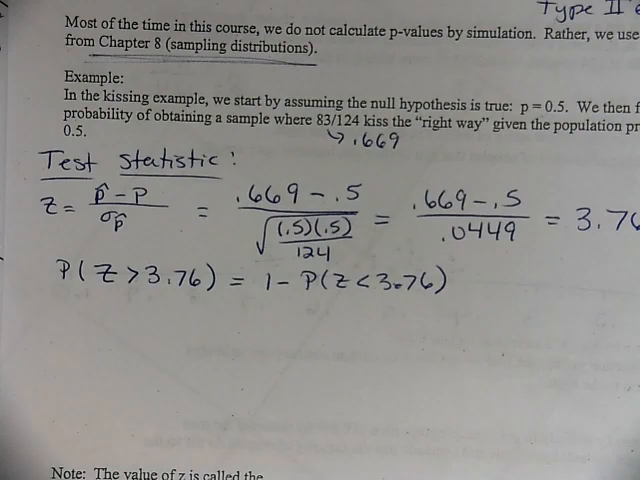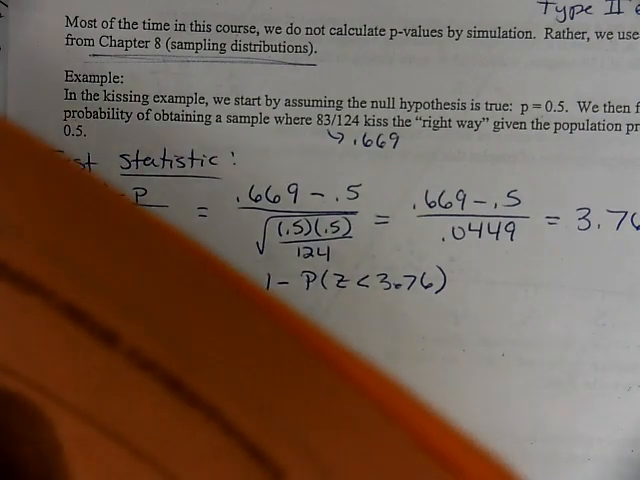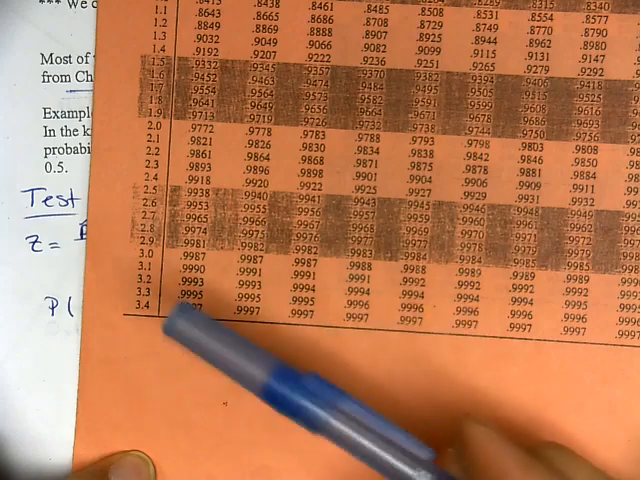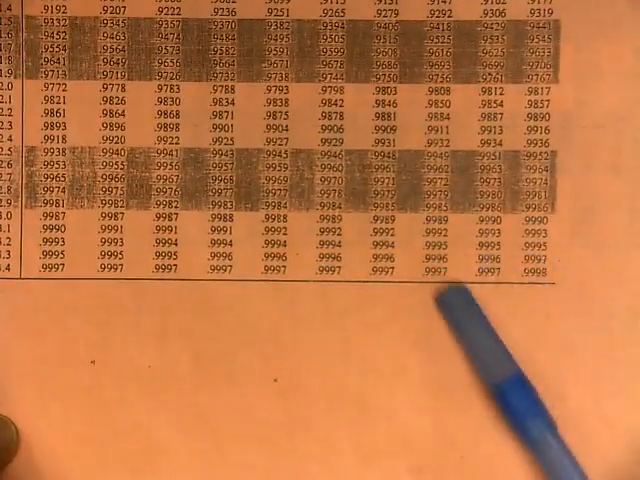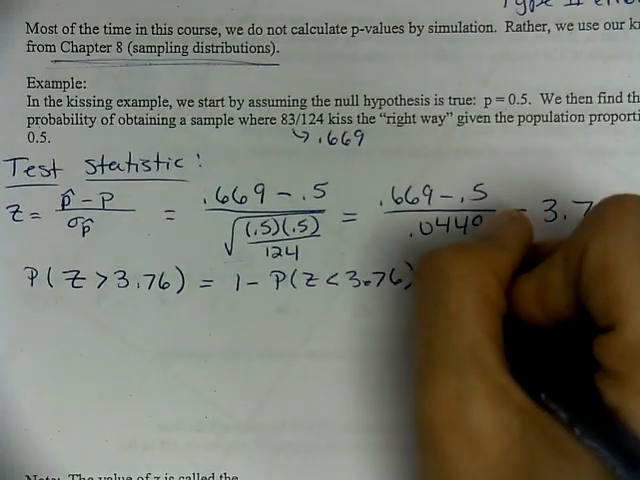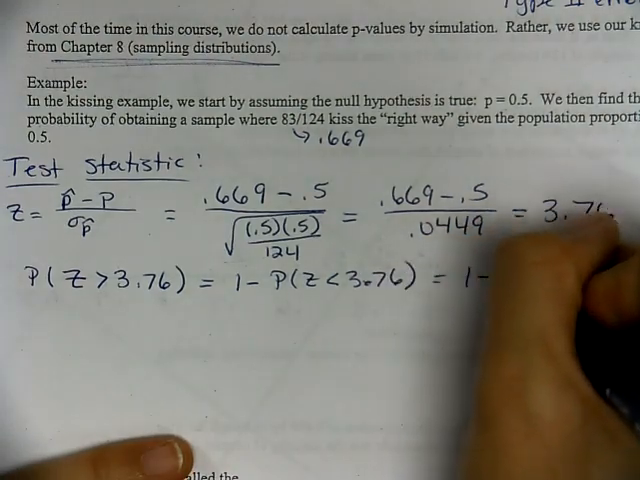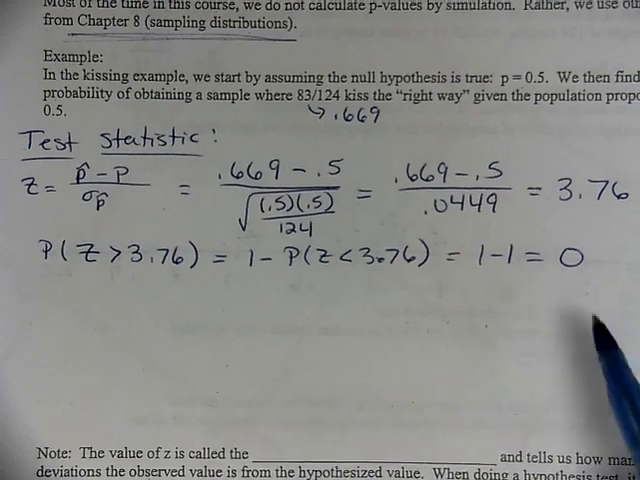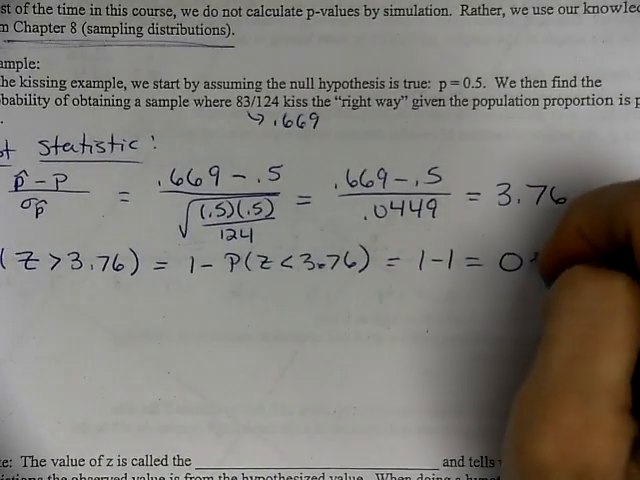You guys don't have to get your formula sheet out, because we only need it for this one. Okay, here's the problem. Is 3.76 even on there? No, we go only to 3.4. So see how it gets closer and closer to what? 1? So I'm just going to assume that it's 1. So we're going to do 1 minus 1, which would be 0. So this is my p-value.